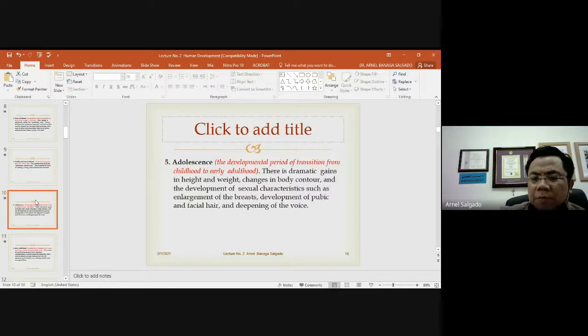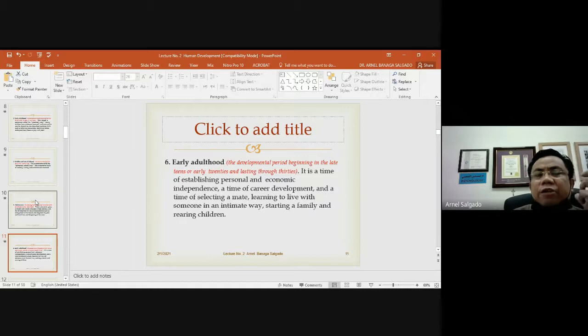No, moving forward, early adulthood. Now this is the time when you are more mature. There is no confusion. No, here you're trying to make your own life. Now, the developmental period beginning in the late teens, that is 19, or early 20s, and lasting through 30s. Maybe some of you will belong here, okay? This is a time of establishing your personal and economic independence. You try to become independent. It is safe to assume that you have already a profession of your own, or you are trying to make up your own profession.